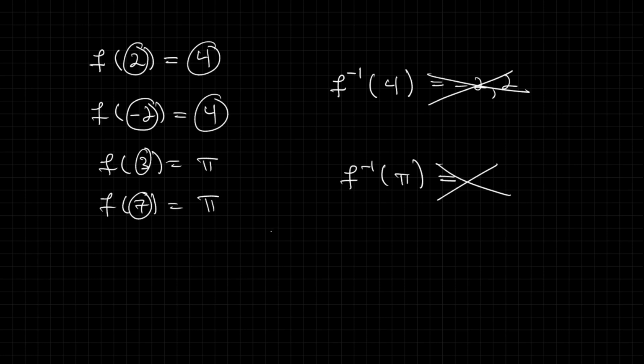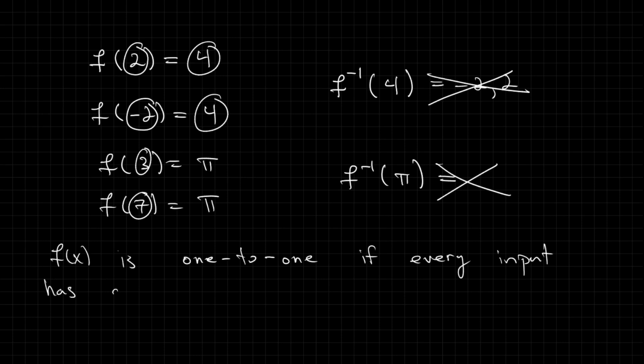So if you have multiple inputs that have the same output, well, your function won't have an inverse. And for that reason, we have a special name for functions for which every single input has a different output. In mathematics, that's called a one-to-one function. So f of x is 1-to-1 if every input has a different output. And frequently, instead of writing 1-to-1, I'll simply put 1-1 to represent 1-to-1.